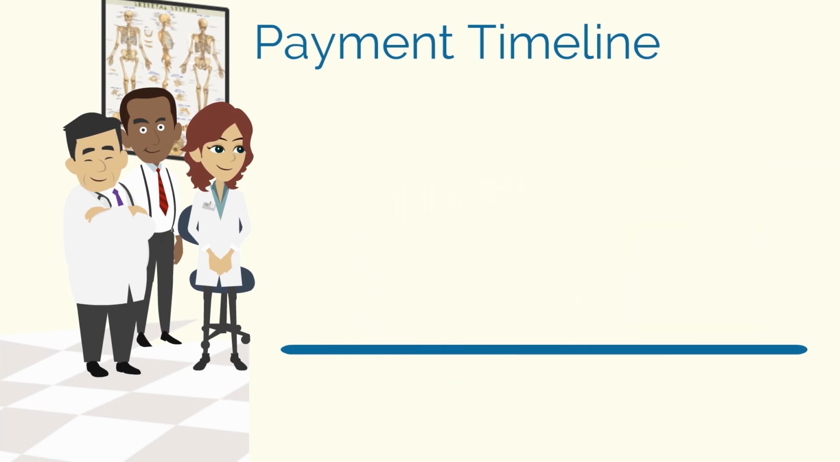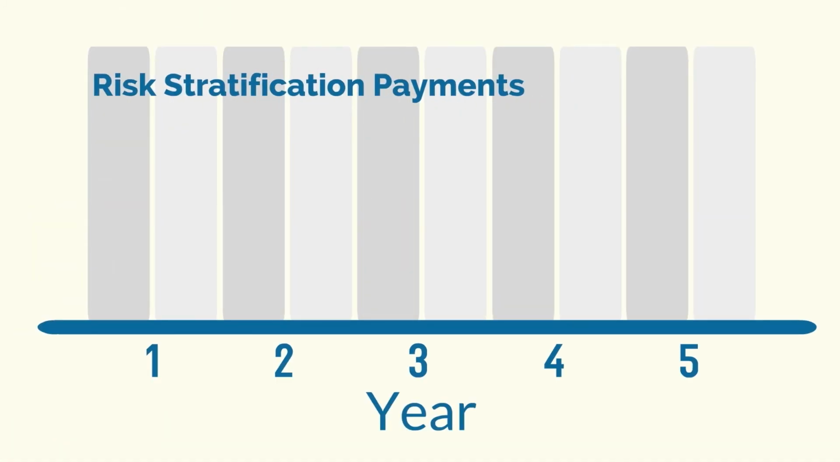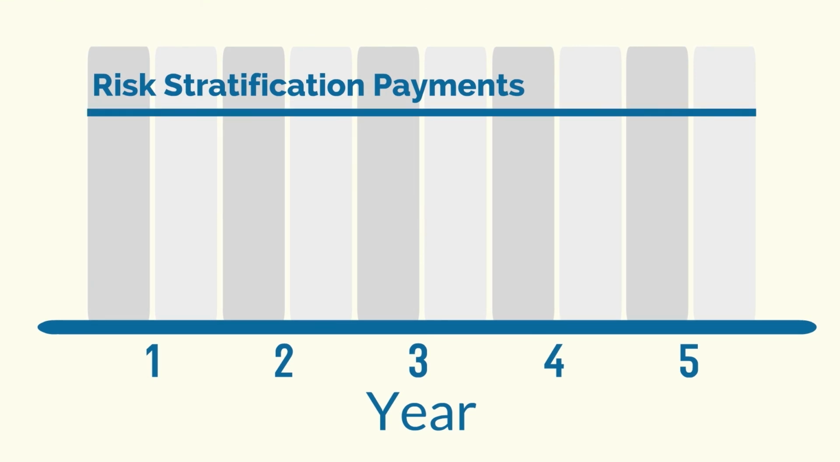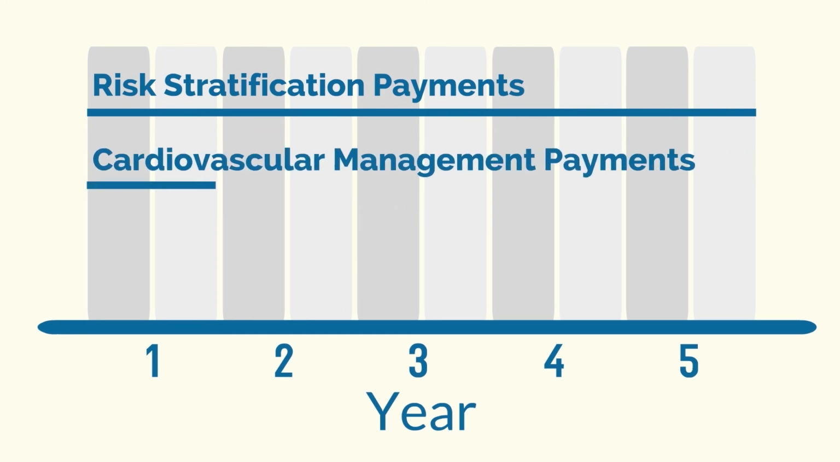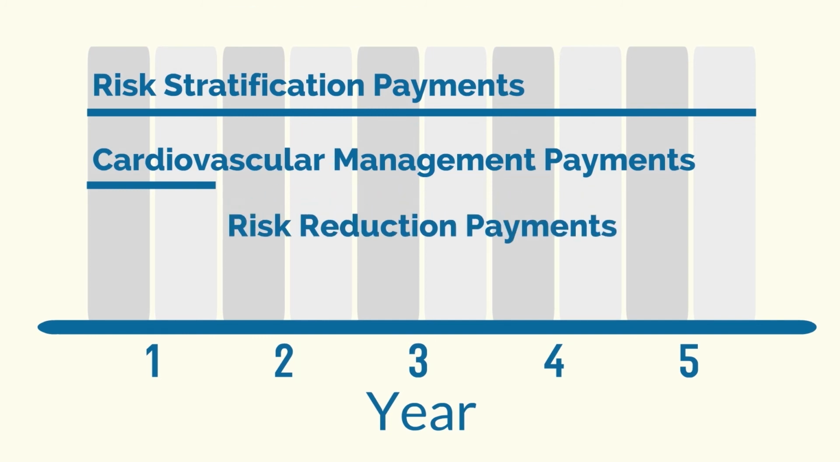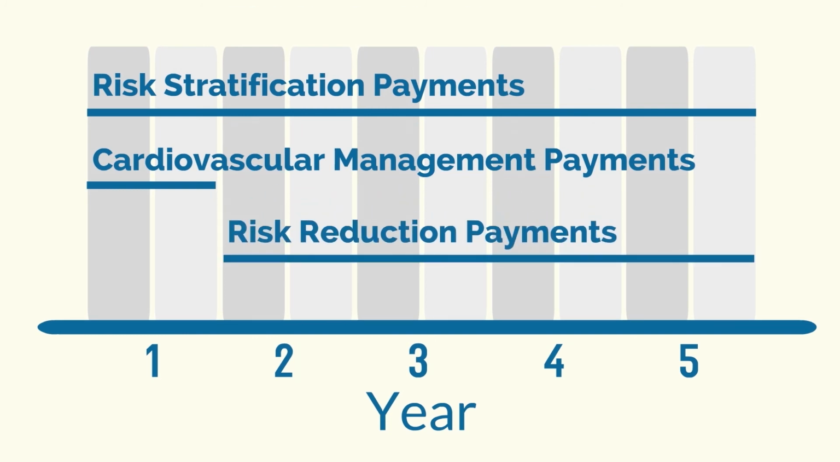As stated before, you are eligible for risk stratification payments at any point during the 5 years when you enroll a new patient, but are only paid once for each patient enrolled. Cardiovascular management payments are dispersed for those patients enrolled during year 1 of the model. Risk reduction payments are based on data you enter in years 2 through 5 of the model as a result of your high-risk patient's reduction in CVD risk score.